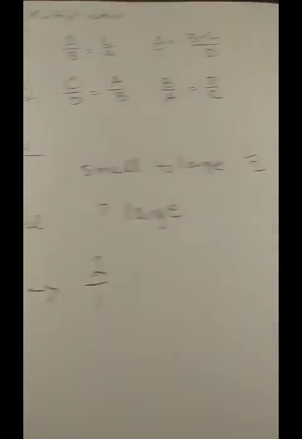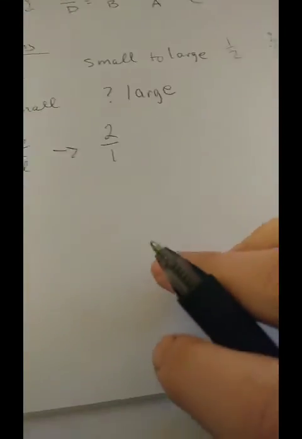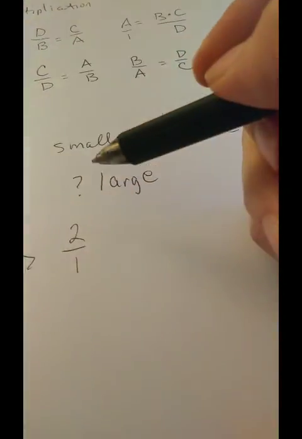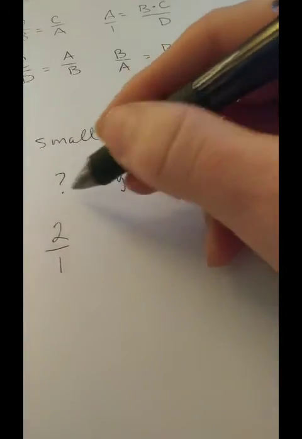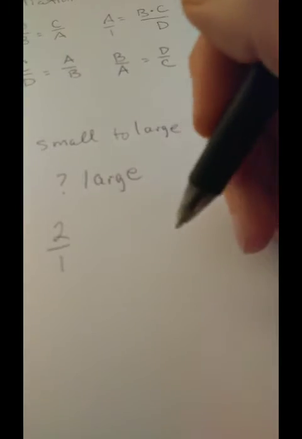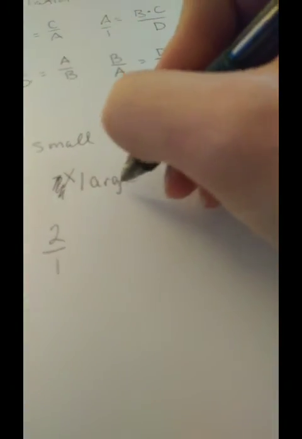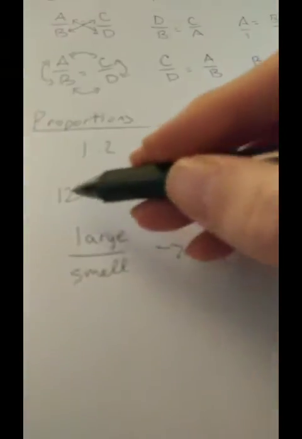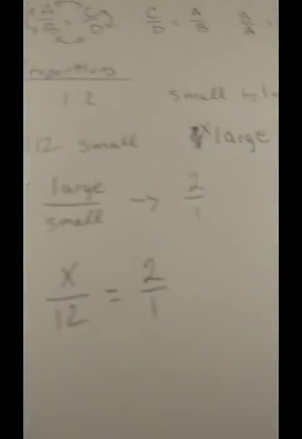You just reverse it. Now when I'm setting up my proportion, I'm going to treat the question mark here as my x variable. So I have x, I should have put an x here, x large teeth compared to 12 small teeth, and I'm using large over small, so I'm going to say x over 12 is equal to, and because I'm doing large over small, is equal to 2/1.